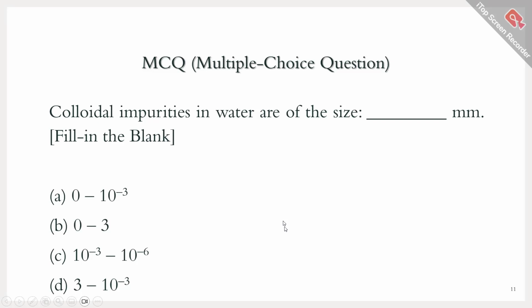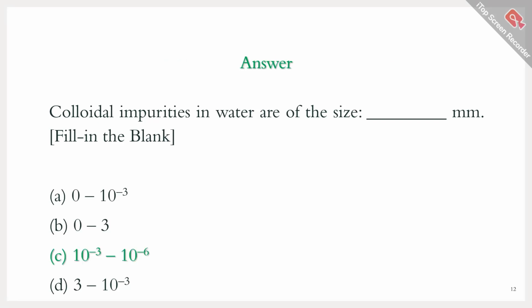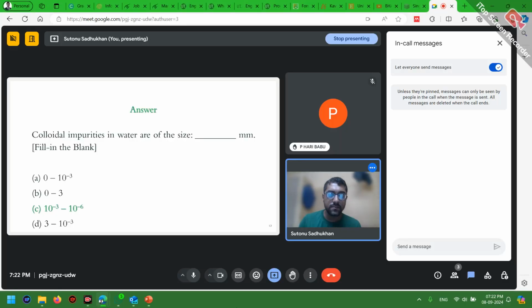And that particular range resembles mostly with the option C. Because 10 to the minus 4 lies between 10 to the minus 3 and 10 to the minus 6, right? So that's why option C is the correct answer. Hope it is clear.